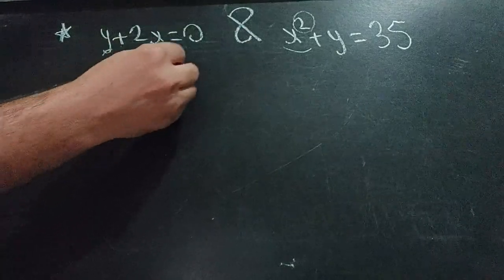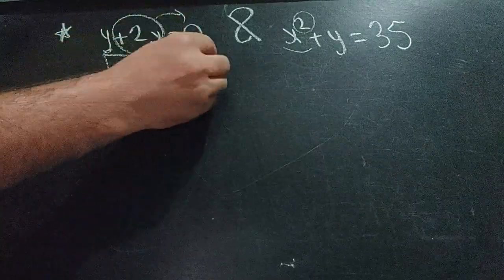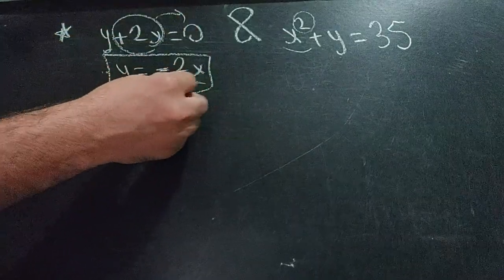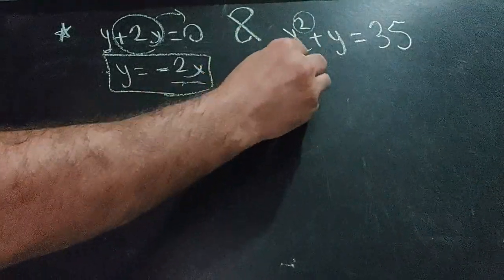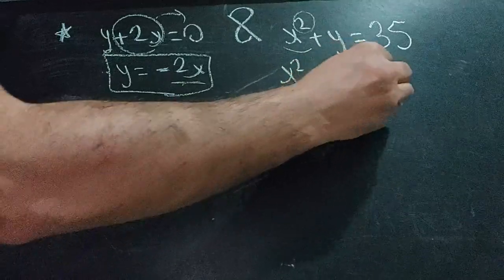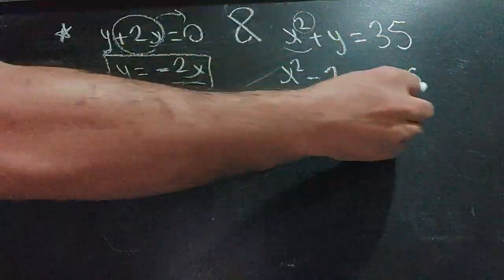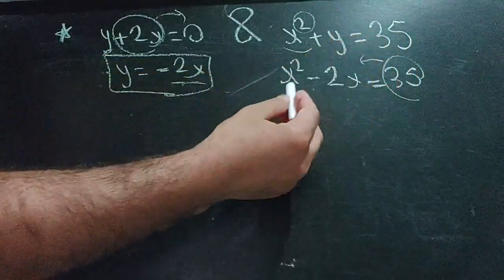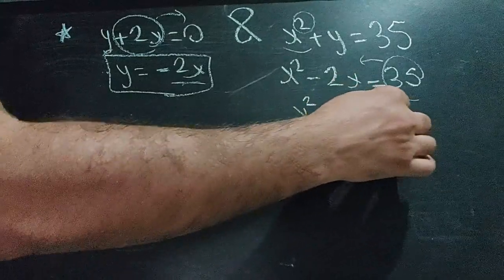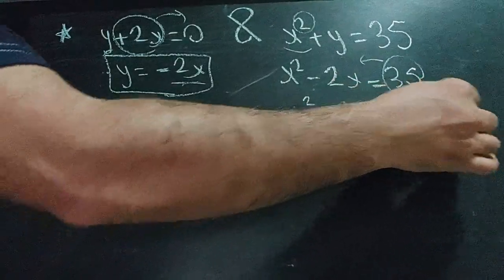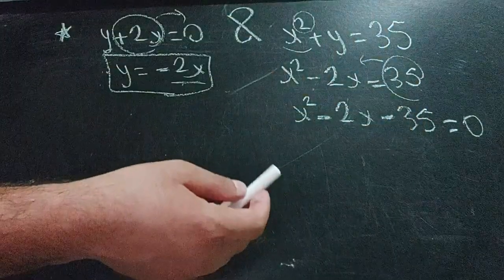Y equals negative 2x. That will go to the other side, and then substitute that into this equation, which is going to be x squared minus 2x equals 35. Now I'm going to take that 35 to the left side as negative. X squared minus 2x minus 35 equals 0. This side should be 0, that's why I took 35 to the left side.